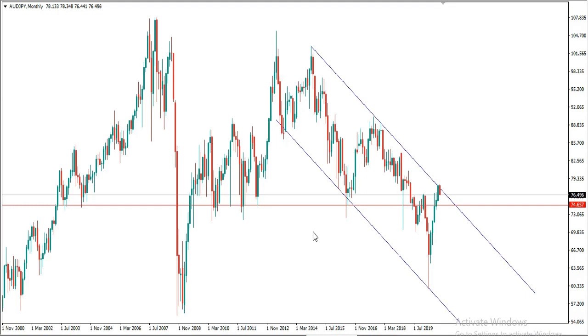Alright, so this is the monthly time frame on AudJpy, and what we can see immediately from the monthly time frame is that we have this multi-year descending channel at this point. You can see how we found support and resistance multiple times at the resistance and support of this channel. You can see those areas right here.